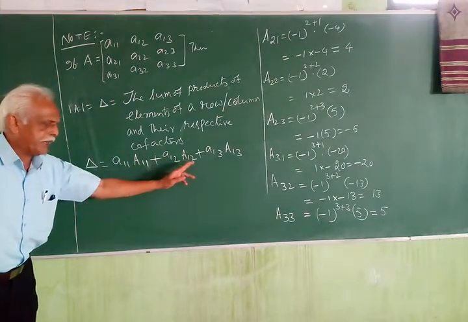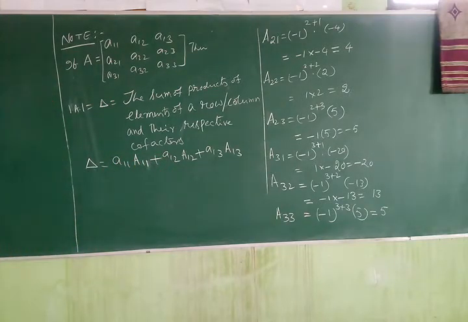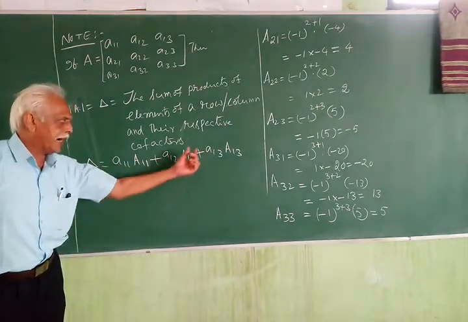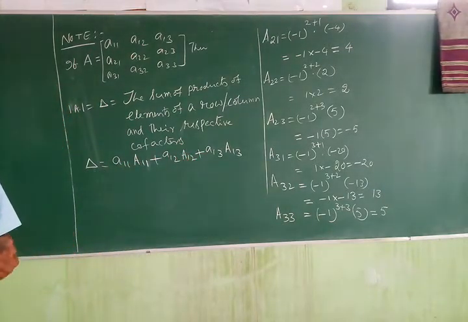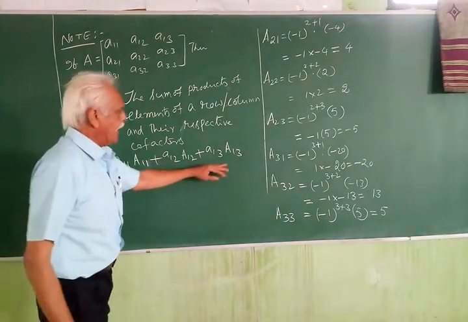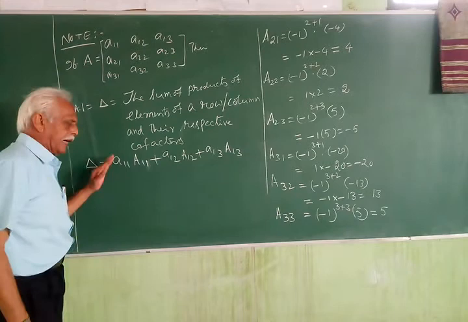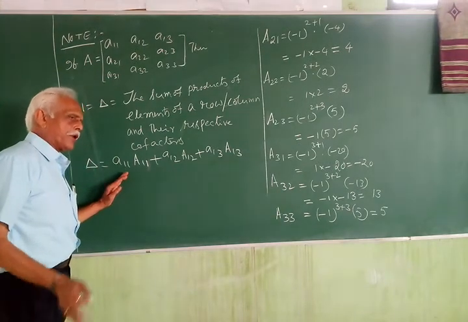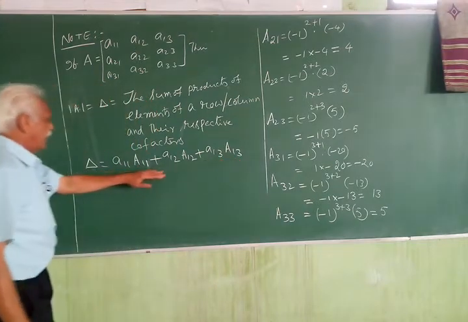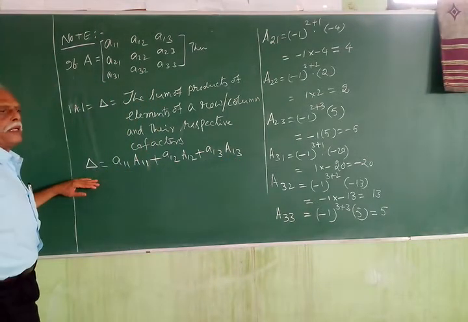A11, A12, A13 are the elements of the first row. Capital A11, capital A12, capital A13 are the cofactors of those elements. Isn't it? So, if you take the sum of the products of elements of a row or column and their cofactors, this is nothing but the determinant value.